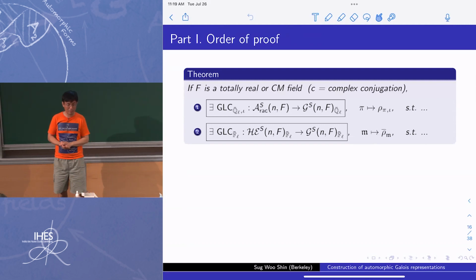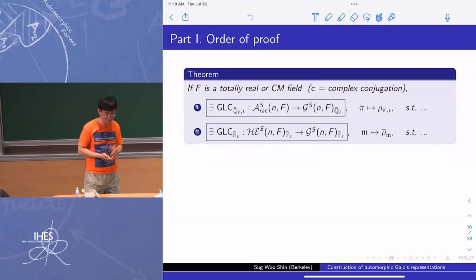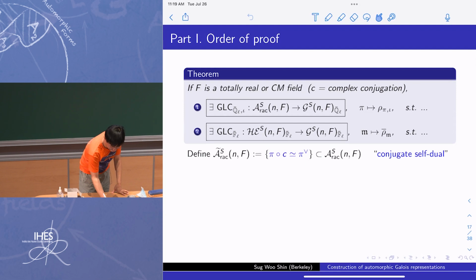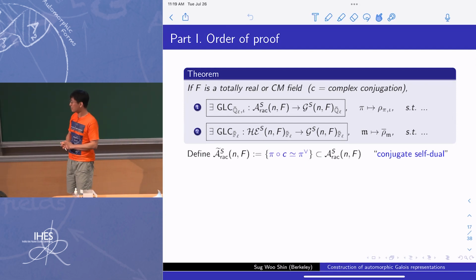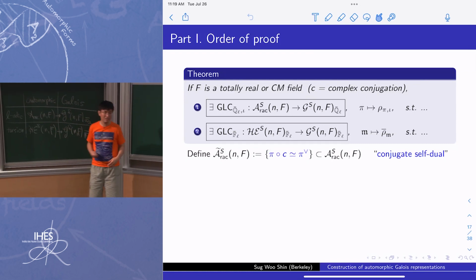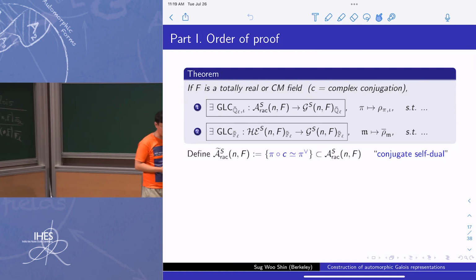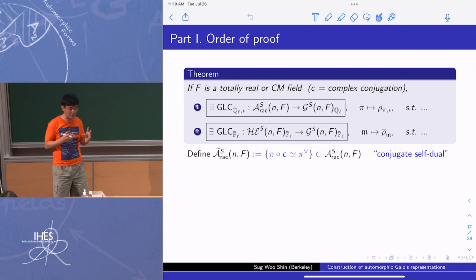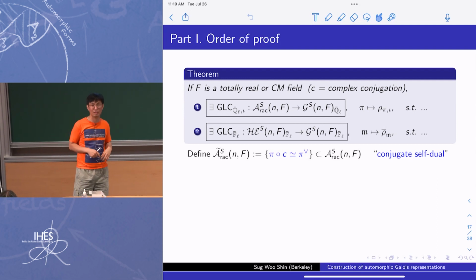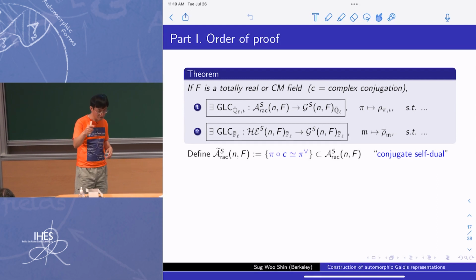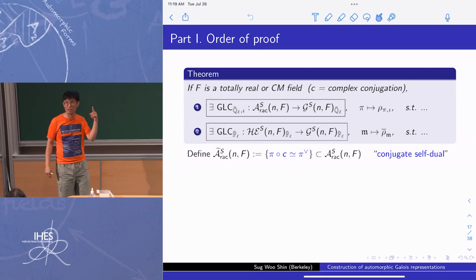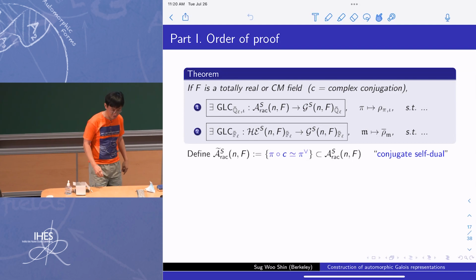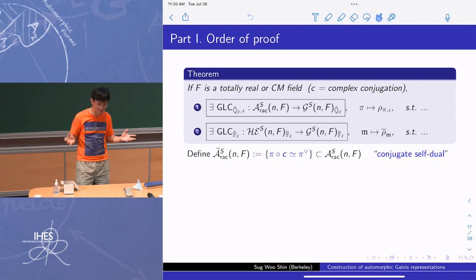Then I'll just give the outline of the proof. So here's the theorem we would like to prove. Then I'm going to define a subset in this regular algebraic cuspidal set given by the conjugate self-duality condition. Conjugate self-dual means that the contragredient is isomorphic to its complex conjugate representation, that is, pi composed with c, where c is acting on the group GL_N(F). This complex conjugation is of course trivial in the totally real case, so you just ignore it. But in the CM case, it is a non-trivial automorphism of order 2. So you can define this subset.